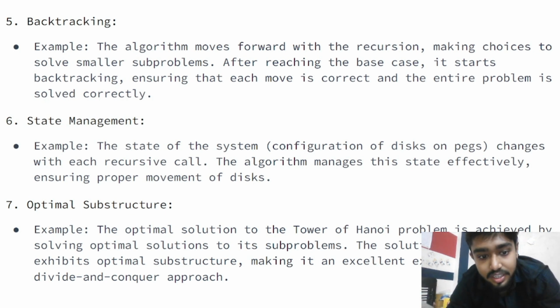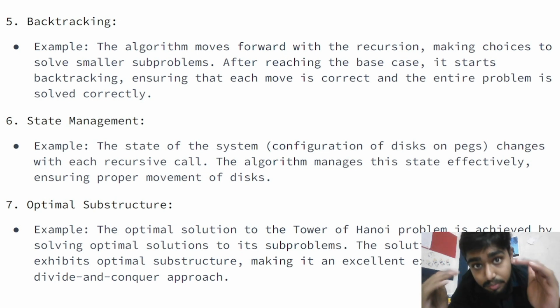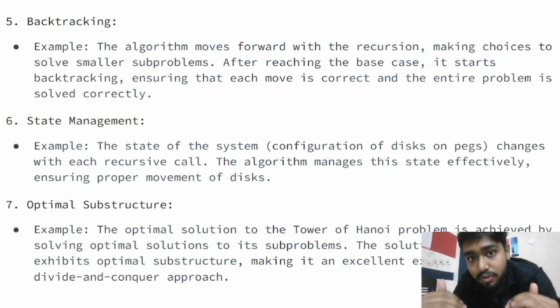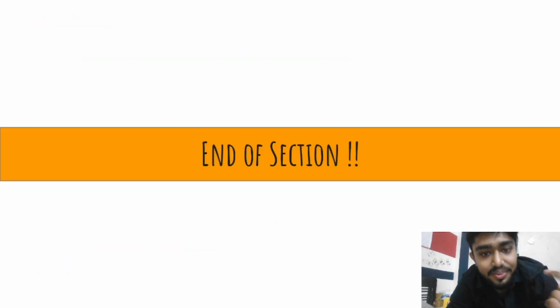Optimal substructure. The optimal solution to the Tower of Hanoi problem is achieved by solving optimal solutions to its subproblems. Fair enough. The solution structure exhibits optimal substructure because for solving the bigger problem, you have subproblems, and those subproblems should be solved in an optimized manner. Okay, so this is a divide and conquer approach. And okay, end of section.